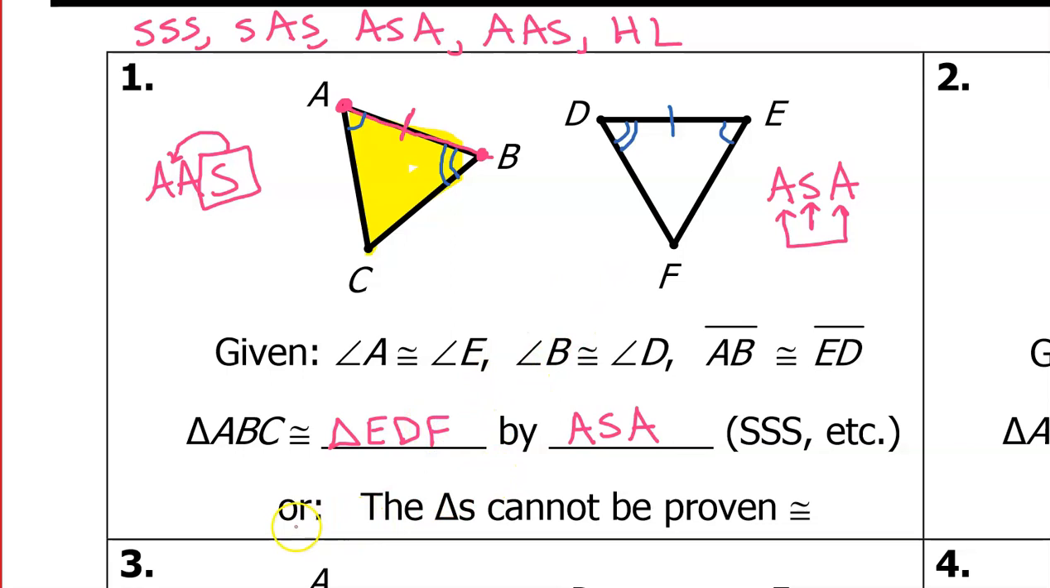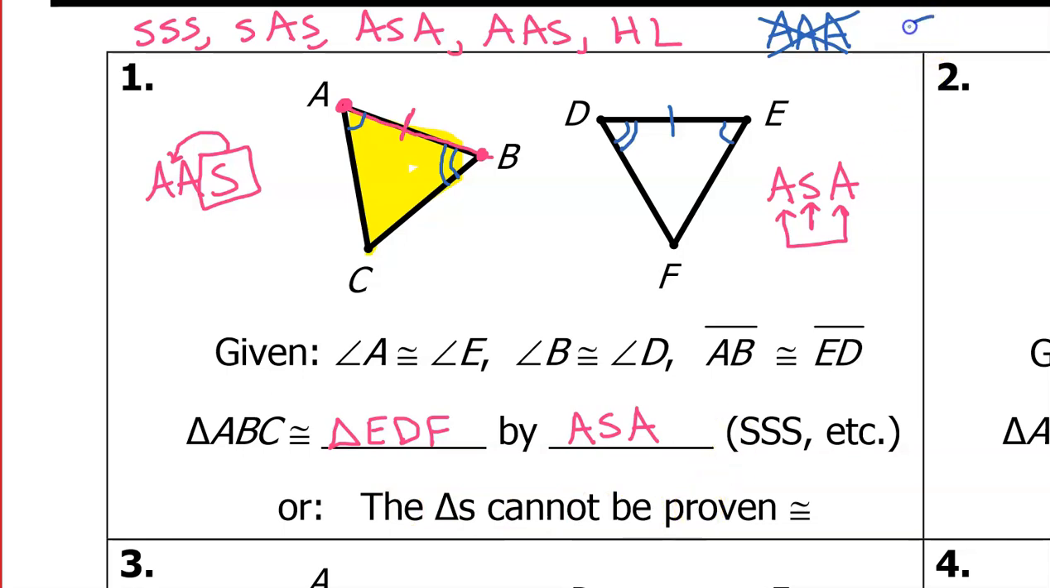All right, notice this option below that says the triangles cannot be proven congruent. So here are the two letter combinations that do not prove triangles are congruent. If you see an angle, angle, angle situation, never put angle, angle, angle for an answer. If you see this set of information, that means that the triangles cannot be proven congruent.